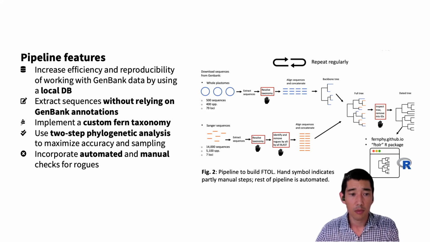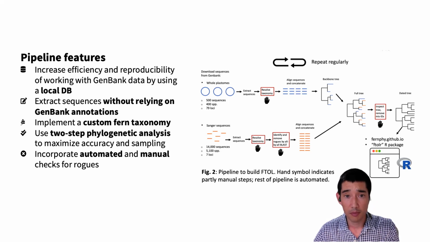And finally, we incorporate both automated and manual checks for rogues or misidentified taxa in the tree. In the workflow, I've indicated steps that are either manual or partly manual with the hand here. For example, near the end of the pipeline, we actually manually inspect the tree. Prior to doing the final phylogenetic analysis, I'll do a phylogenetic analysis in fast mode in IQ-TREE and inspect that tree and look for any misidentifications. So that's an example of a manual check.